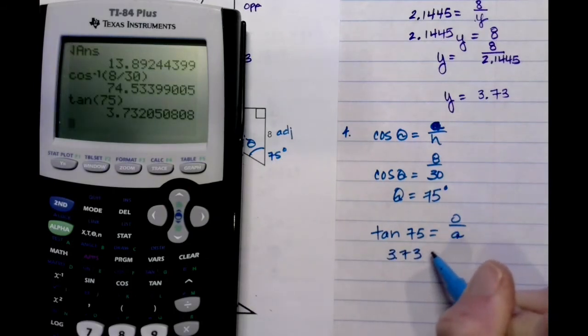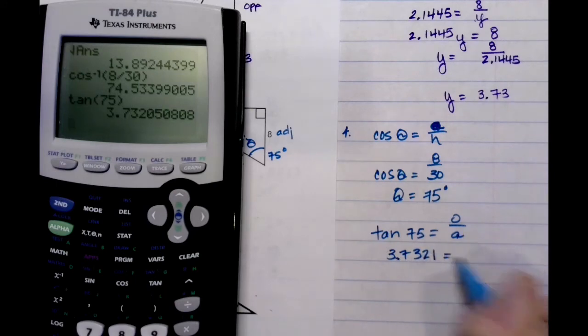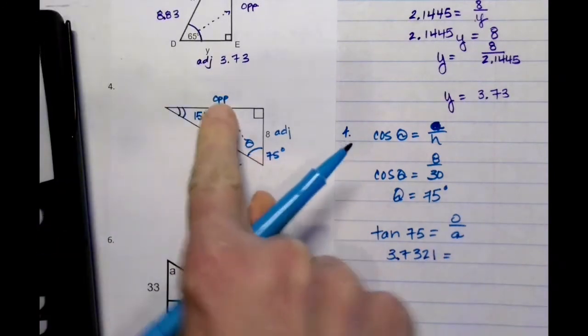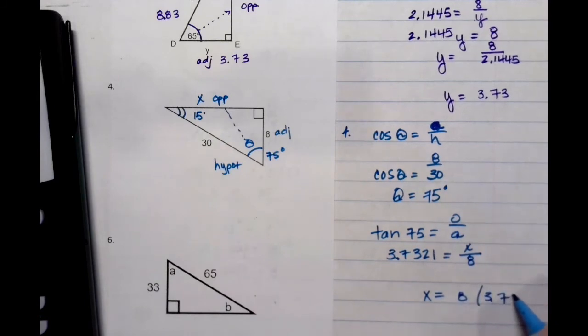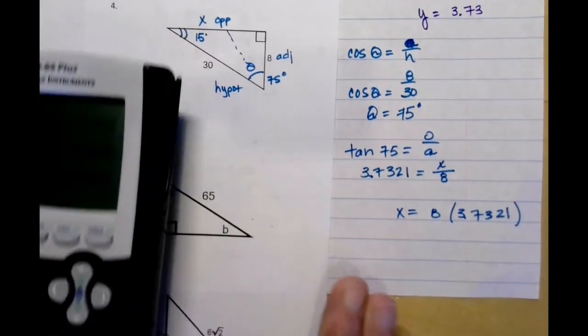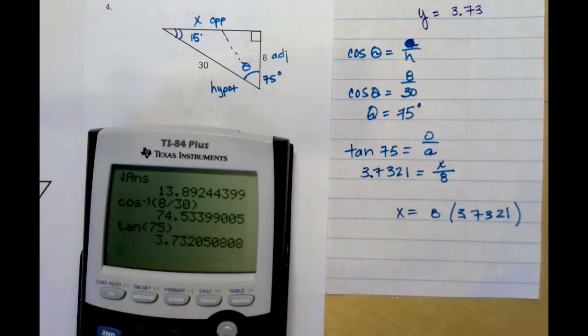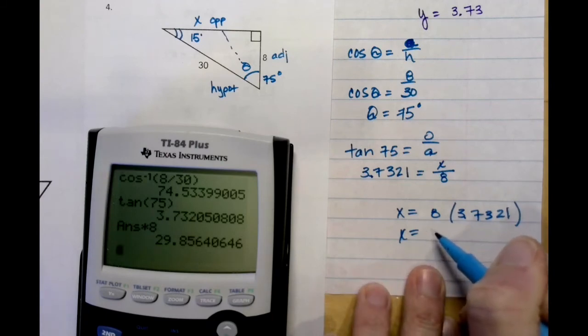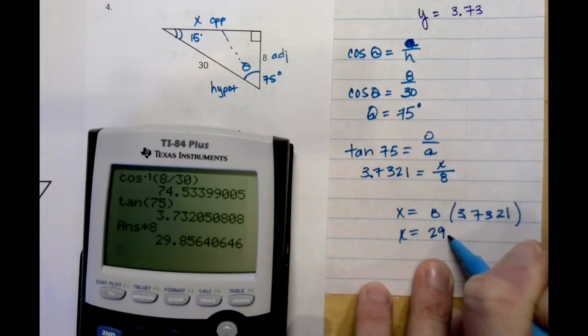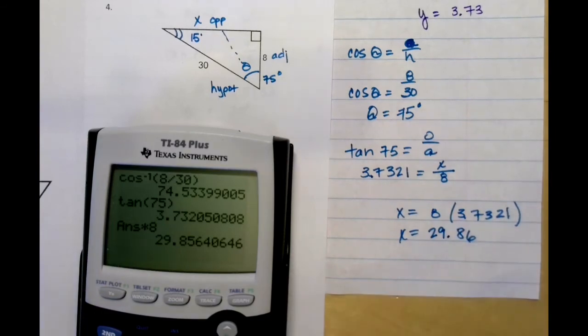3.73 to 1 is equal to my opposite. That's what I'm looking for. And we can call that x. And my adjacent I have. So my x is equal to 8 times 3.73 to 1. And then I can go ahead and just do this math that's already in my calculator times 8. So I can say that side length is 29.86, round up to 2 decimal places.